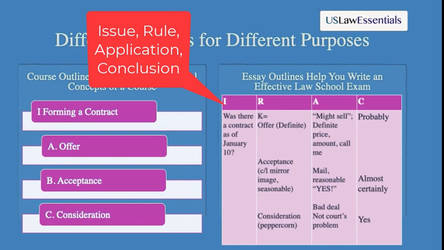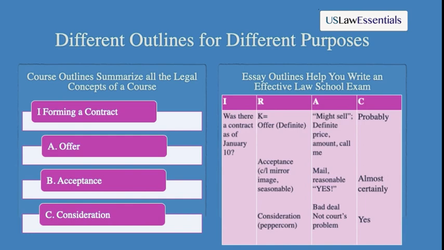So here, for example, the student is analyzing whether there was a contract as of January 10th in that story, and then he proceeds to outline his rule, which is how do we create a contract, and then he starts applying that rule to the facts that he was given in this essay question. So it looks like someone said that he might be willing to sell something, so now the student has to analyze whether or not that constituted an offer. And then C is the conclusion. This is what the student concludes in terms of whether or not there was actually a contract.